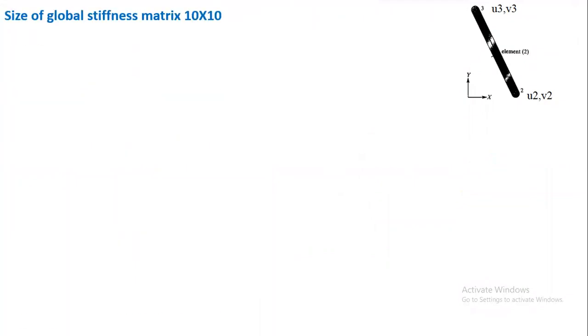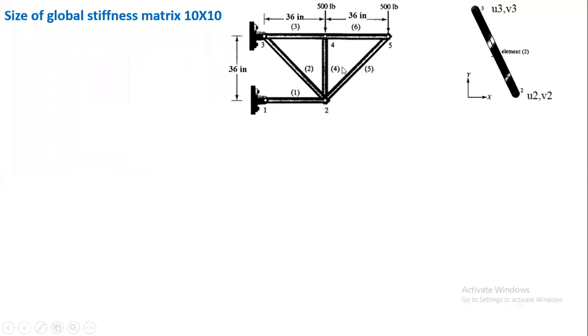Now, depending upon the problem, you see this problem. This problem has 5 nodes and degrees of freedom per node are 2. So, the total degrees of freedom of the structure is 10. So, your stiffness matrix is 10 by 10. The global stiffness matrix, that is the assembled stiffness matrix, is 10 by 10. So I have written here, size of the global stiffness matrix is 10 by 10.